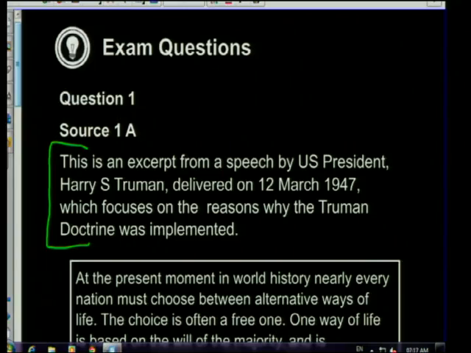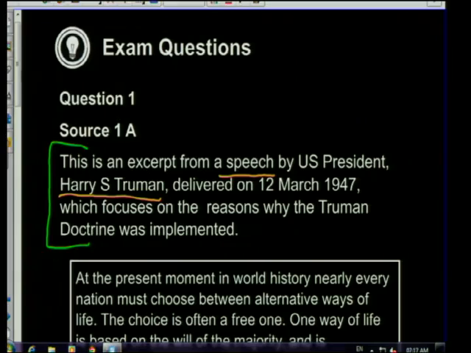So this one reads, this is an excerpt from a speech by U.S. President Harry Truman. So I'm going to quickly underline that so that you know exactly what the source is about. So you already know that the type of source this is that it is a speech. And who said it? It was the United States President Truman. And then it tells you that it was delivered on the 12th of March, 1947. Okay, you know the Truman Doctrine that was part of that speech.